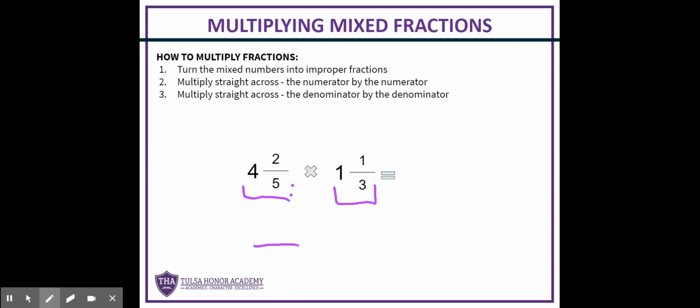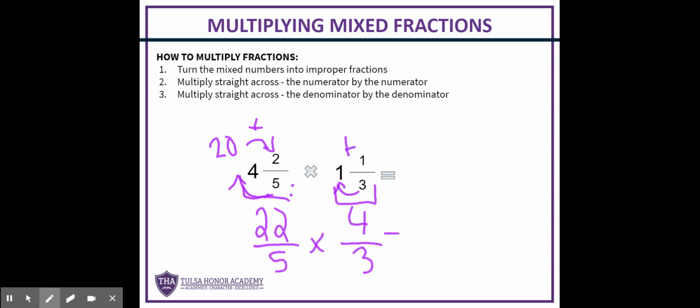So remember that this fraction would be over 5, and that second one would be over 3. We don't change those denominators, so 5 times 4 is 20, and then we add 2, so it'd be 22 over 5, and then 3 times 1 is 3, and add 1 would be 4 over 3.